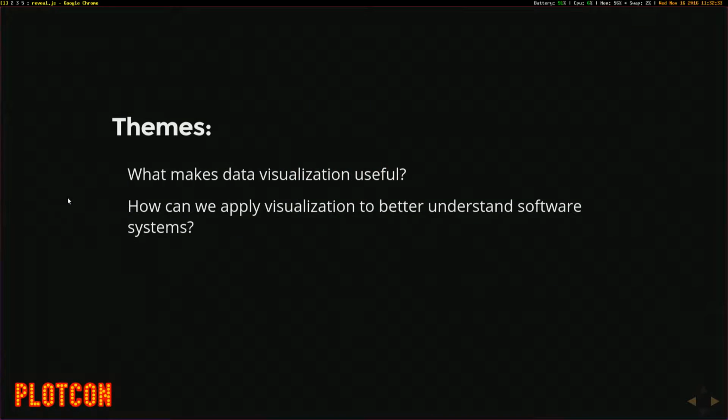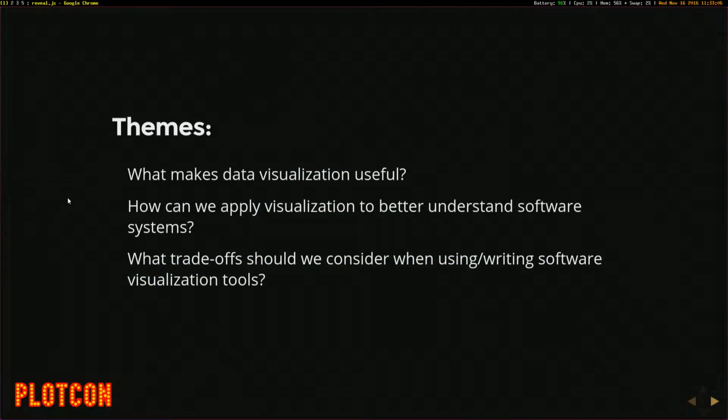So a couple themes that I want to talk about today. In general, what is it that makes data visualization useful? Here at Plotly, I don't think I have to be trying to convince people that data visualization is a useful tool, but it's helpful for us to reflect on what it is specifically about visualizing our data that makes it more intelligible to us.